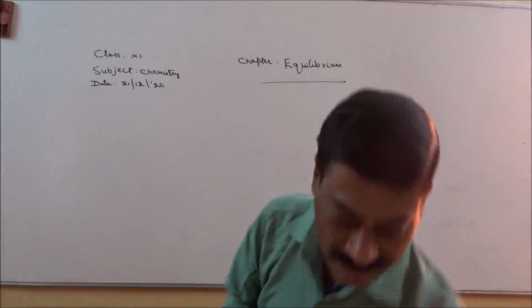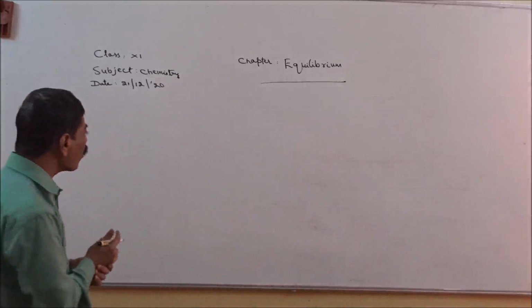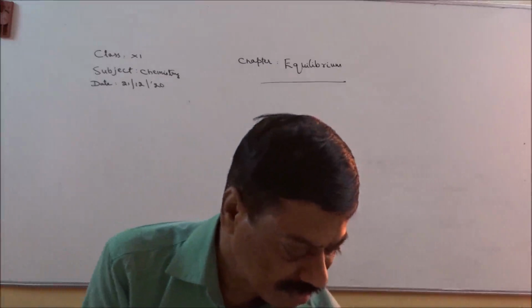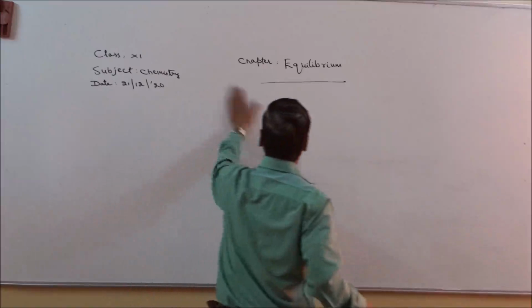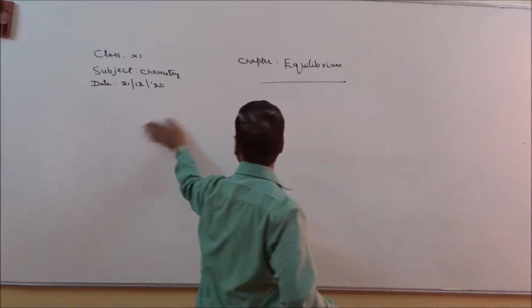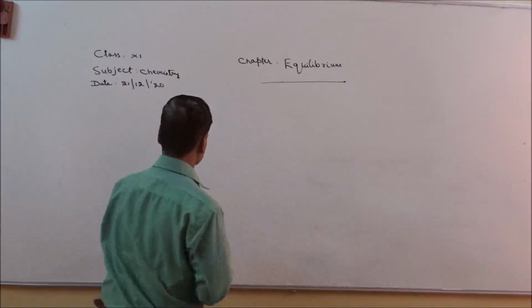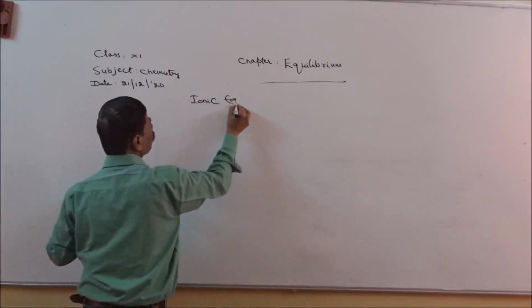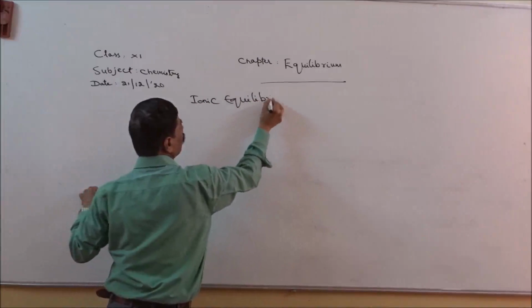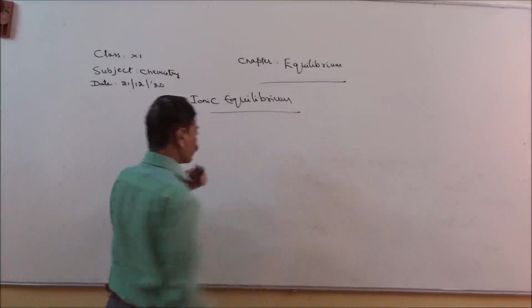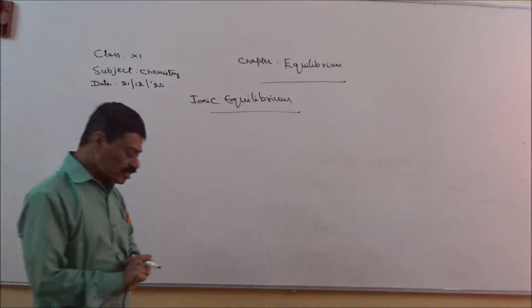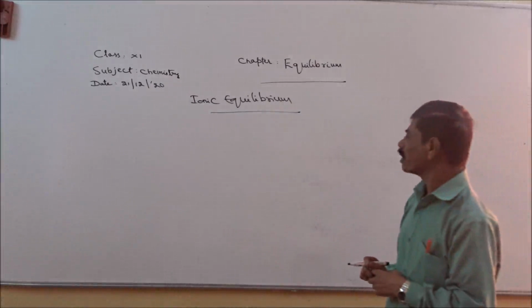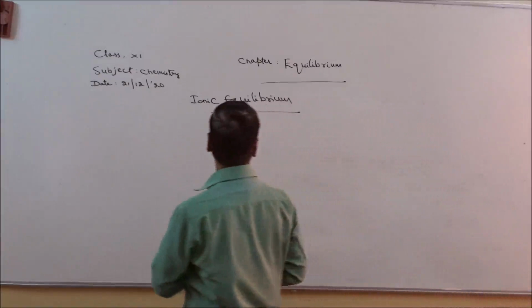Okay, now let us see ionic equilibrium. Ionic equilibrium means the equilibrium state achieved in the case of ionic equations. That is the meaning. The name or the title itself is informative.